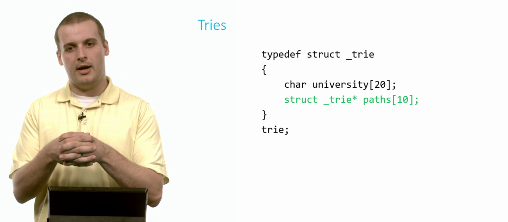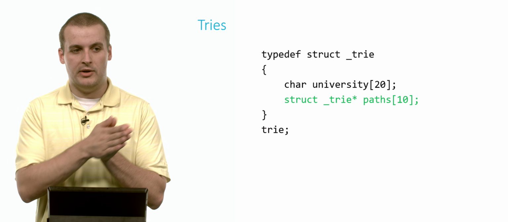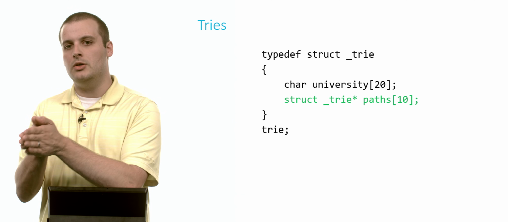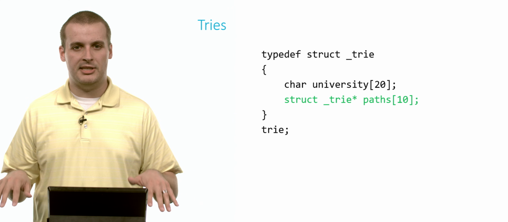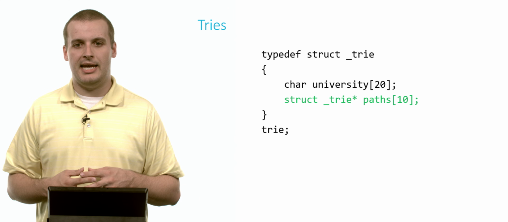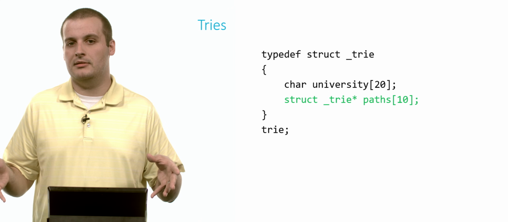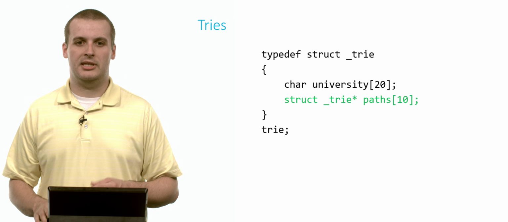So again, this is that concept of everywhere we are, we have 10 possible places we can go. If we see a 0, we go down this branch. If we see a 1, this branch, and so on. If we see a 9, we go down this branch. So at every junction point, we can go 10 possible places. So every node has to contain 10 pointers to 10 other nodes. And the data we're storing is just the name of the university.